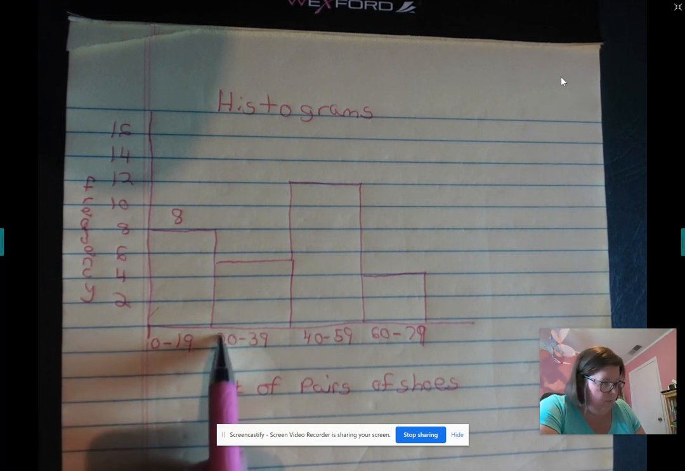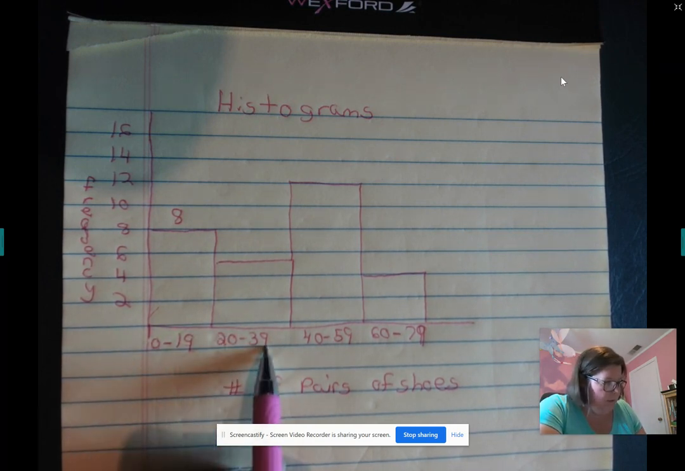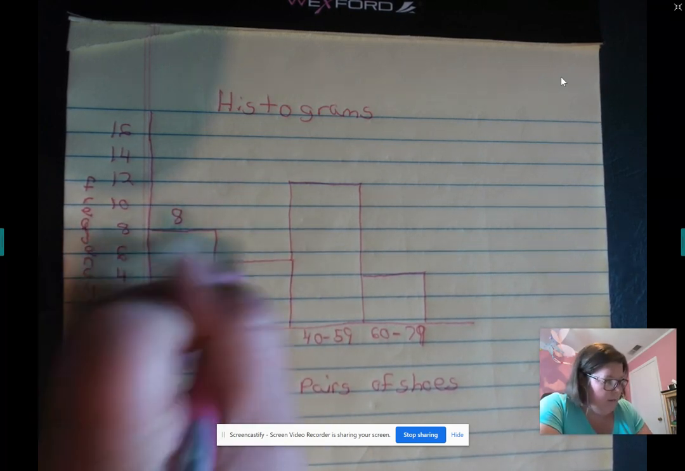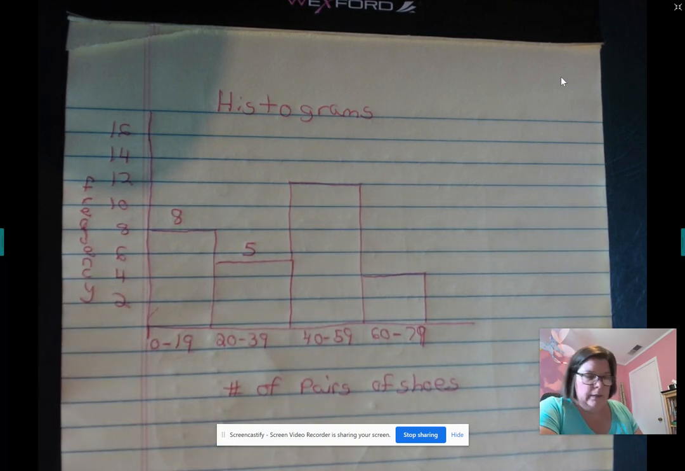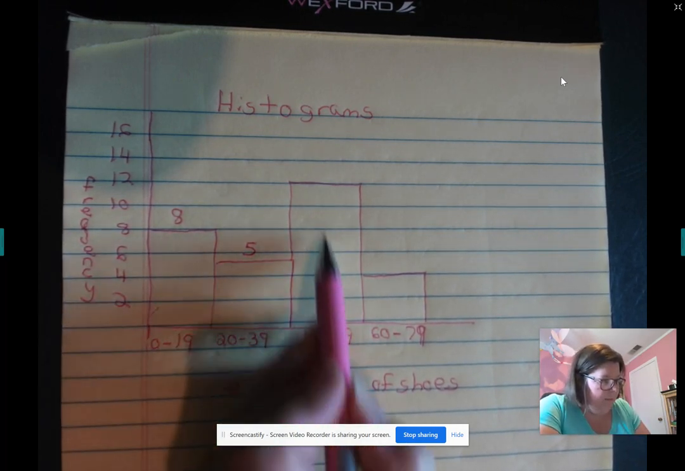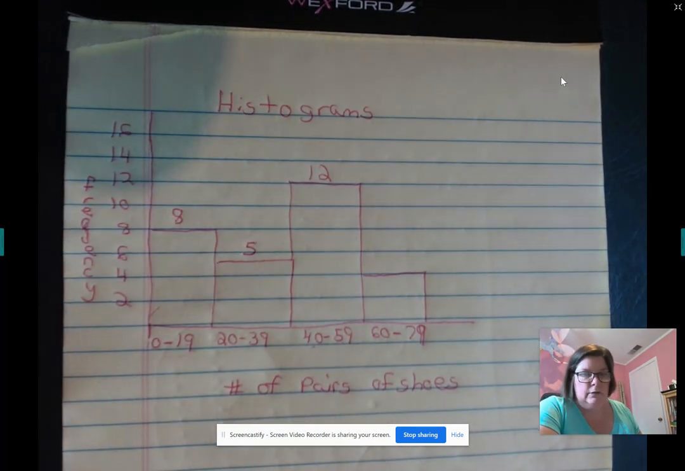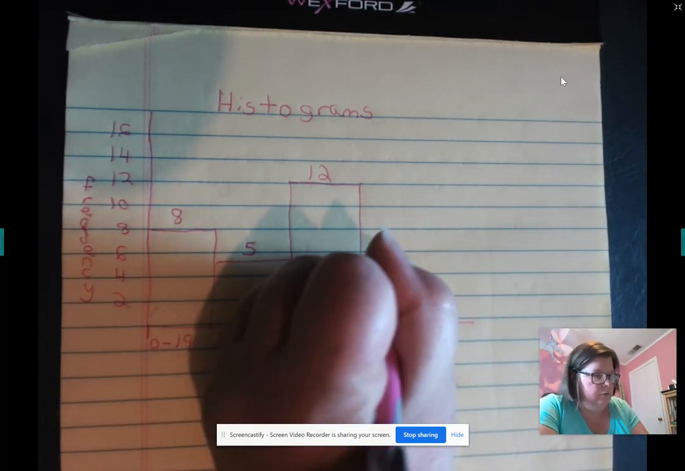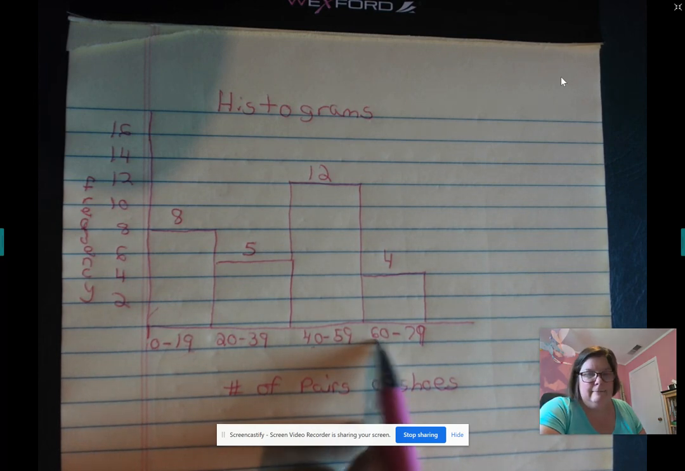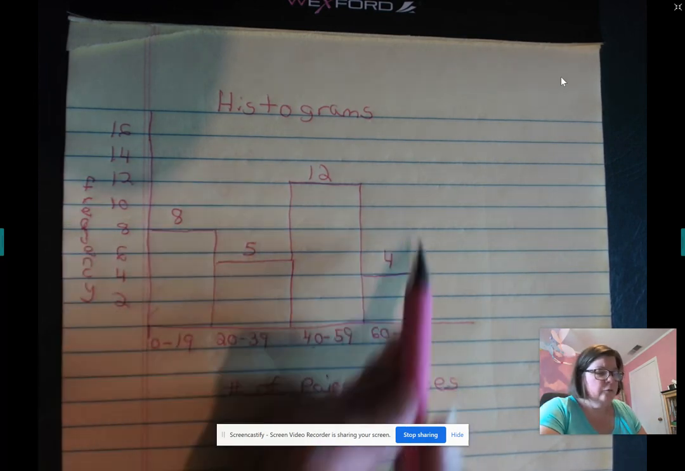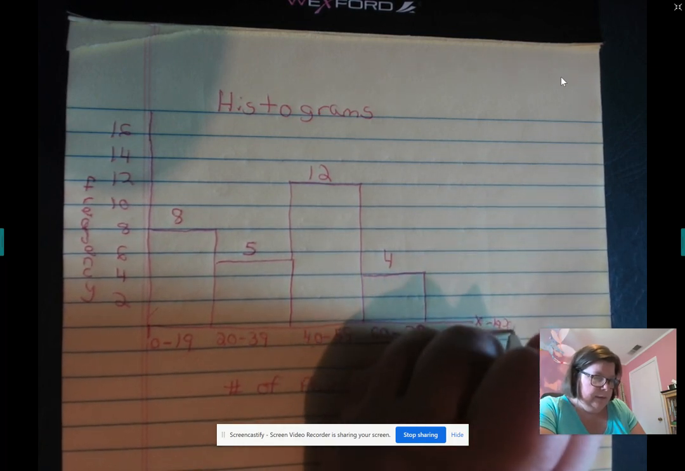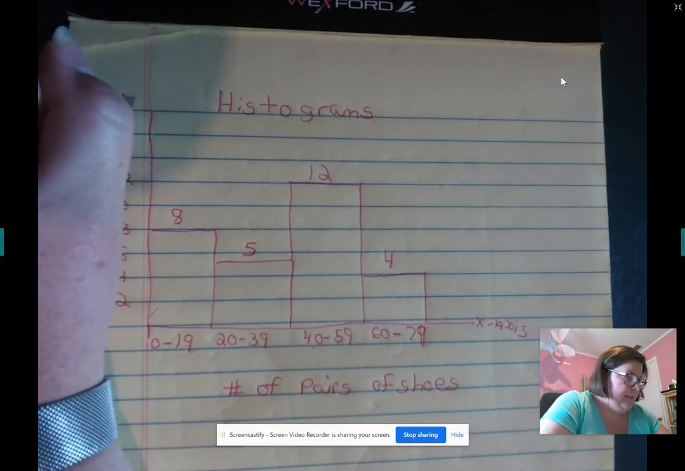Okay, and then we've got 20 to 39, you can see it's halfway between 4 and 6, so that's 5 people. 40 to 59, 12 people have between 40 and 59, and then we have 4 people who love shoes. They have between 60 and 79. That's how you read a histogram. Remember, this is our x-axis, and this is our y-axis.